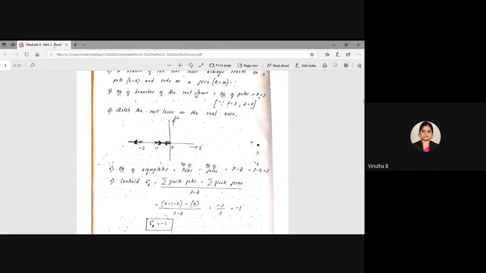Then the next point: the number of branches of the root locus is equal to the number of poles. Why number of poles? Because the number of branches, or number of loci, or number of lines of the root locus is given by the maximum of poles, zeros. Since zeros here are nil, you will be considering poles, which has a value of 3. Because p is equal to 3 and z is equal to 0, we have found the number of branches as 3, isn't it?